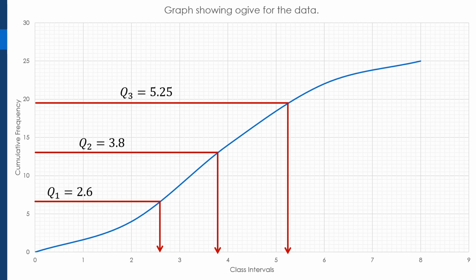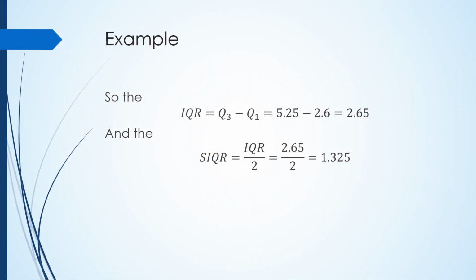Now that we have our quartile values, Q1 is equal to 2.6, Q2 is equal to 3.8, and Q3 is equal to 5.25, we are ready to calculate the interquartile range, IQR, and semi-interquartile range, SIQR. Just like before, first we find the IQR by subtracting Q1 from Q3, and we get 4.25 minus 1.5, which is 2.65. This tells us how spread out the middle 50% of our data is. Next, we calculate the SIQR, which is simply half of the IQR. So we get 1.325. The SIQR helps us understand typical variation within the central portion of our dataset, and that's it.